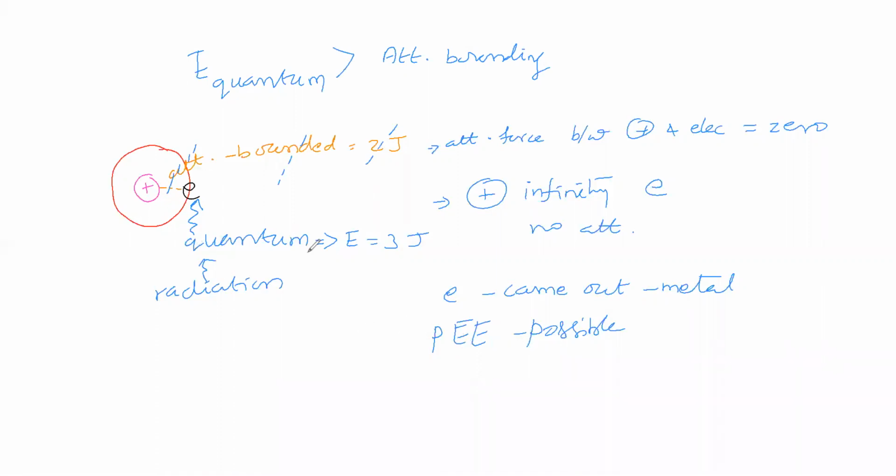Now the energy of quantum is 3 joule. The attraction between nucleus and electron, that bonding energy, is 2 joule. That means the energy of quantum is greater than the bonding force between nucleus and electron, while the photoelectric effect is possible, we said.